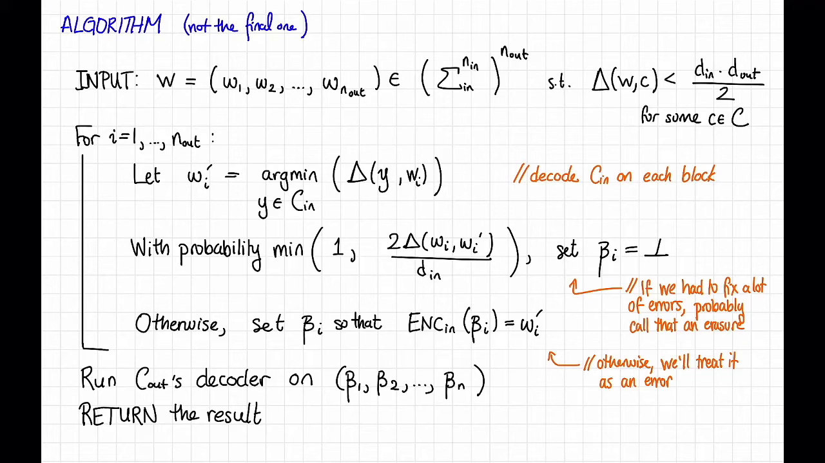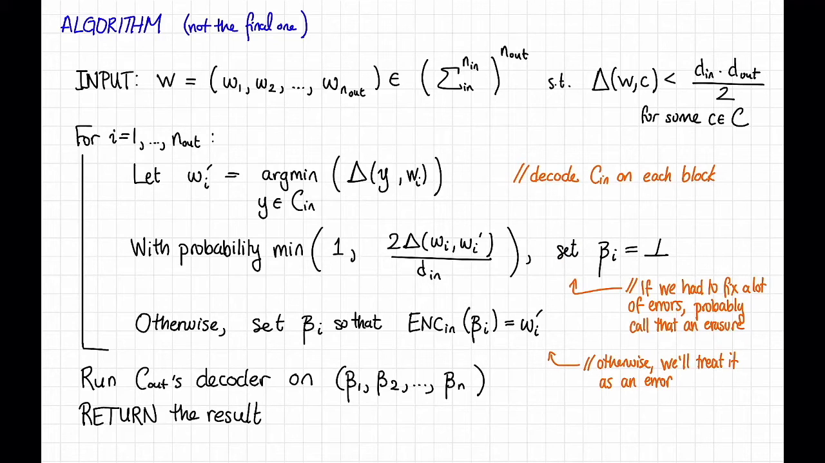If it's the case that we had to fix a lot of errors, that is, if wi is really far from wi prime, then following the intuition we had from our two extreme examples, with high probability, we're going to call that an erasure. We're going to say, okay, I had to fix a bunch of errors. The bad guy probably did something here. Let's just call that an erasure and give up on it.